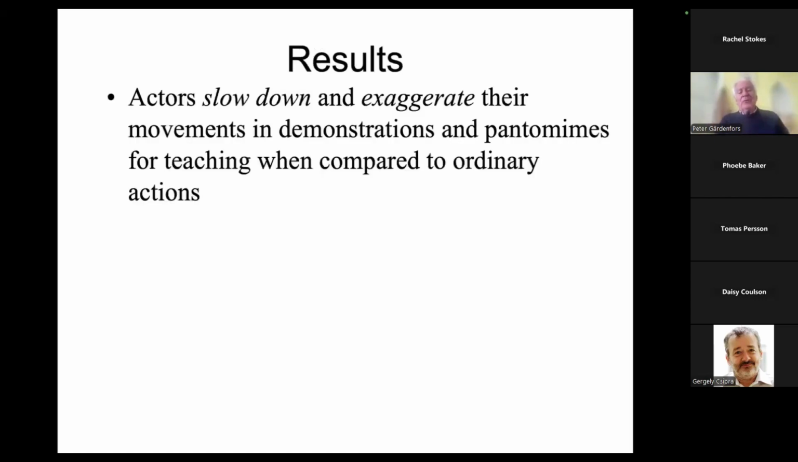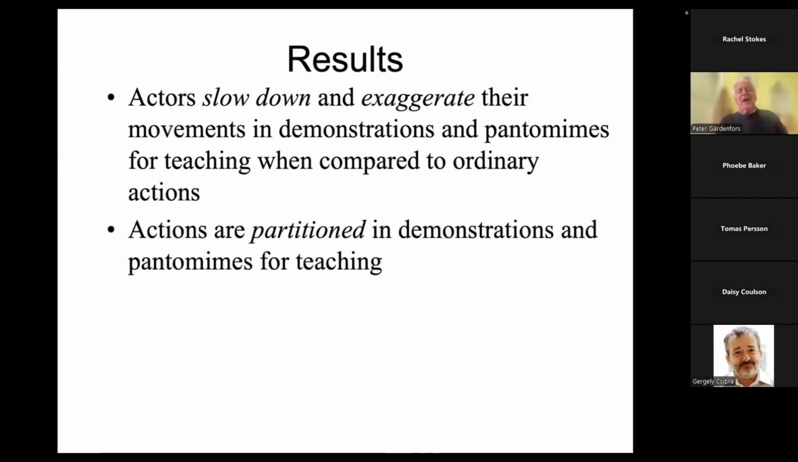So actors really slow down and exaggerate their movement. When you performed a football kick or whatever, you did it at normal speed. But when you showed it to somebody else, in demonstration, in pantomime for teaching, you slow down the movements, you exaggerate certain parts of the movement and so on. We could see that very clearly by analyzing the movements in the motion captured films that came from the motion capture. And they were also partitioned. You made breaks in the demonstrations here in pantomime for teaching.